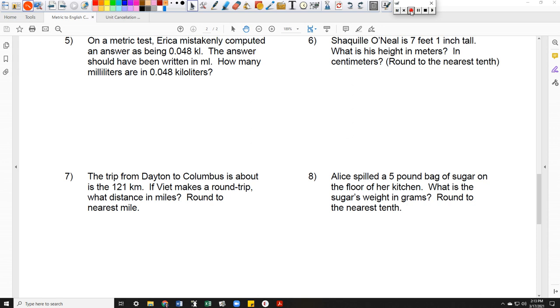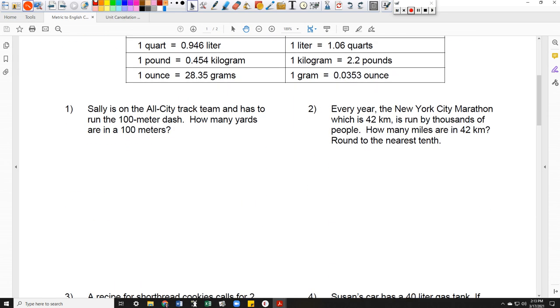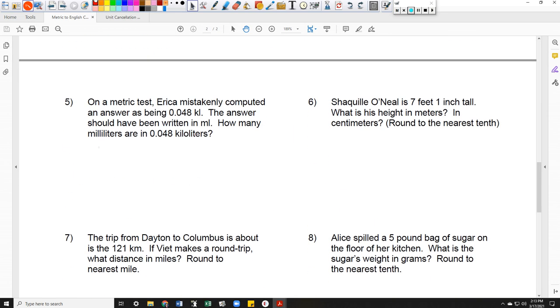So there's two ways you can actually do this problem. You can do it metric to metric, which is just moving the decimal, or you can do it unit conversion, and I'm going to show you both. When you're done, you'll be able to say, well, I like one over the other. One of the other things you really need to keep in mind is this. What's that little acronym again? Perfect.